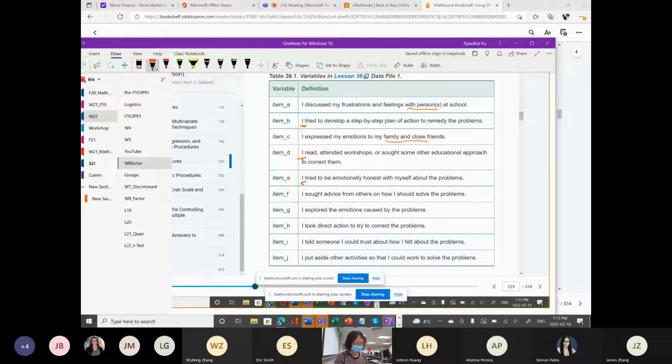And then item F, I sought advice from other people. So other-directed. Item G, I explore the emotions caused by the problem. This is I. Item H, I took direct action to try to correct them. This is self-directed. Item I, I told somebody. This is other-directed. Last one, I put aside other activities so that I could work. So this is still I. As you can see, out of 10 variables, maybe we can group those 10 variables into 2 groups. One is self-directed. The other is other-directed. Do you agree? There are 10 variables, and I want to reduce them to just 2 variables.